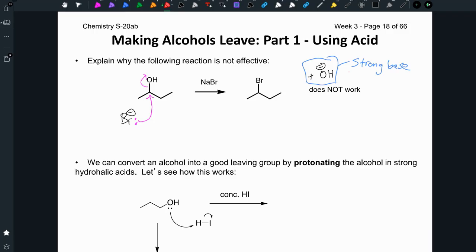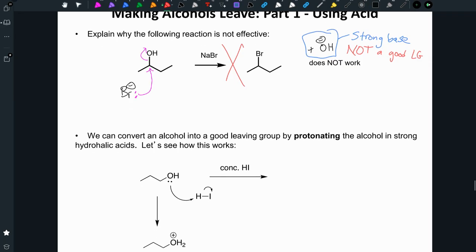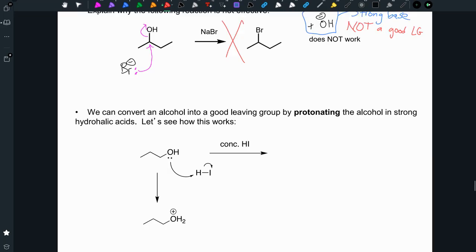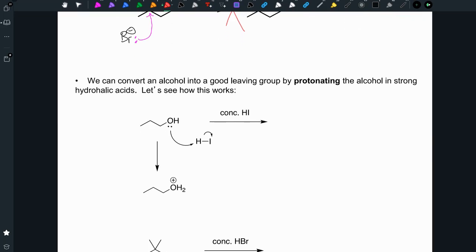Which means it is not a good leaving group. So as much as I may want to just be able to replace OH minus, I can't. So this definitely will not work. But there are ways to turn an OH group into a better leaving group. We've seen one of them already when we talked about E1, and that's we can protonate it.